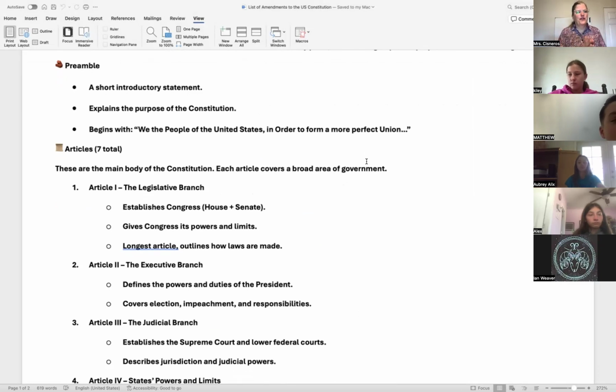All right, the preamble. It's a short introductory statement. Does anybody know what the preamble is to the United States Constitution? It starts with "we the people." And we don't have enough time to go into the whole thing, but it basically lays out the purposes and goals of the Constitution for our country.